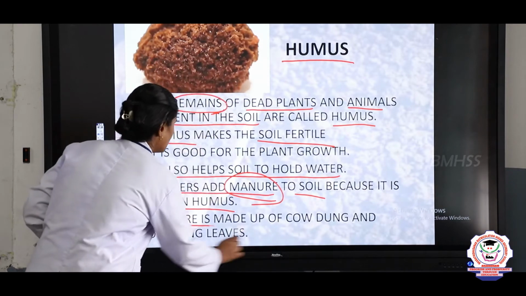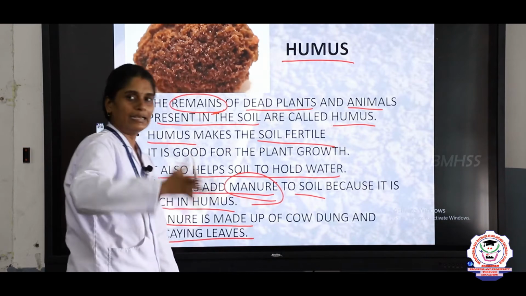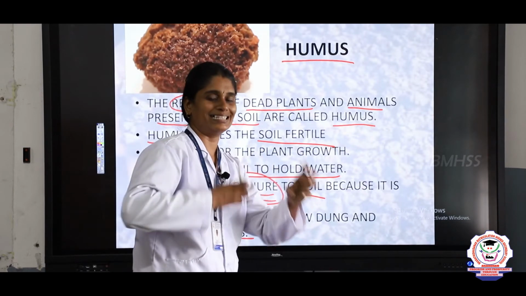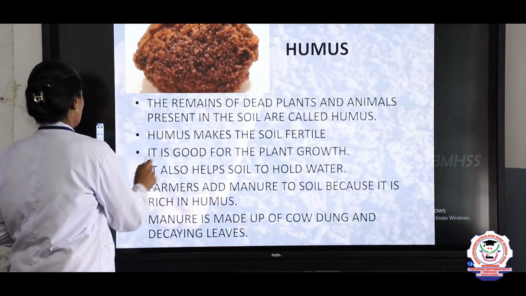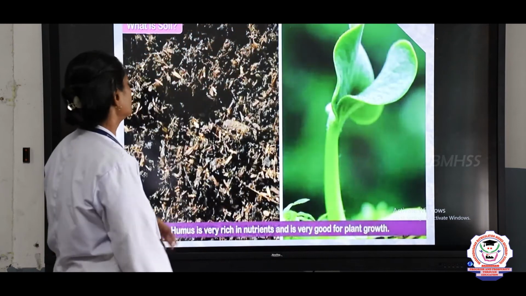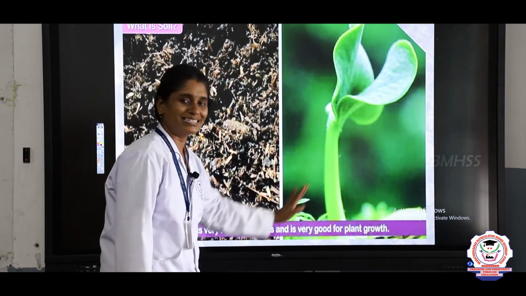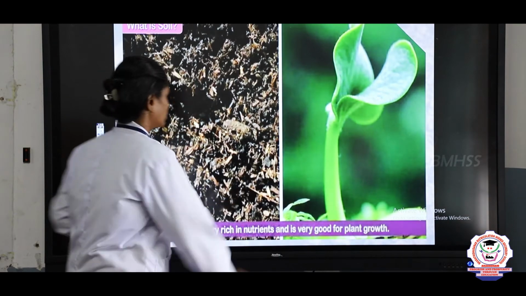Manures are made up of cow dung and decaying leaves. So dried leaves and cow dung, mattuchanam. A mixture of all these things is called manure. Humus, as we already said, is rich in nutrients and is good for plant growth.